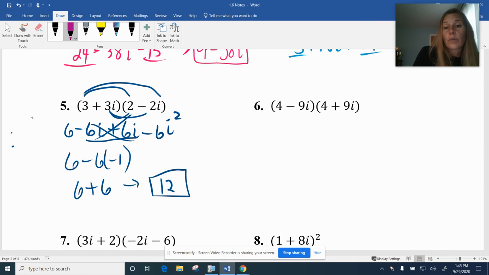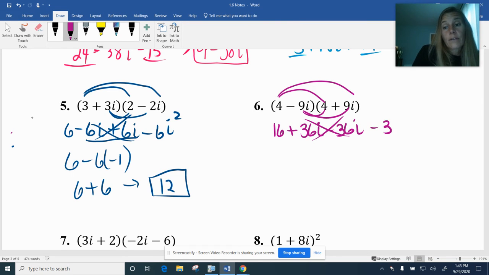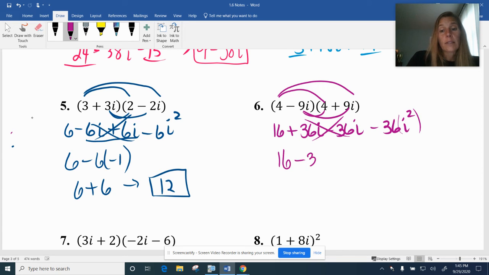Okay. Number 6, 4 times 4 is 16. 4 times 9i is positive 36i. Then we have a negative 36i, so those are going to cancel. And then negative 36i squared. So be careful because a lot of people forget to do the squared. And then that messes up your answer because the i squared obviously changes to a negative 1, which then makes that 36 become positive, and then we add those together.